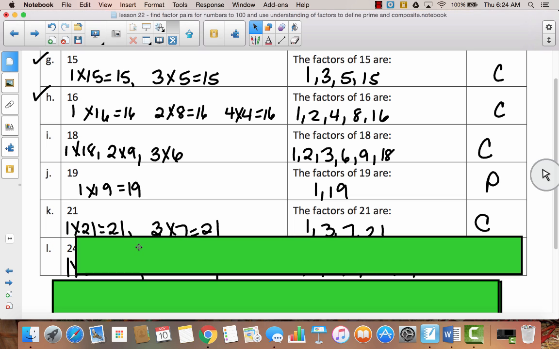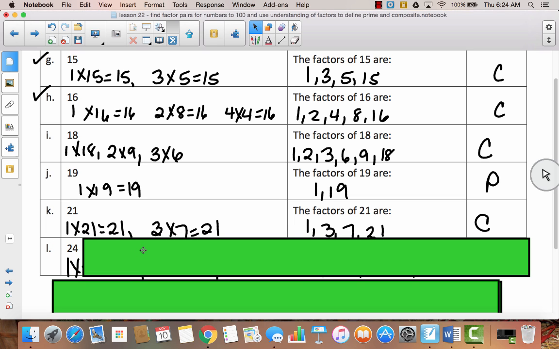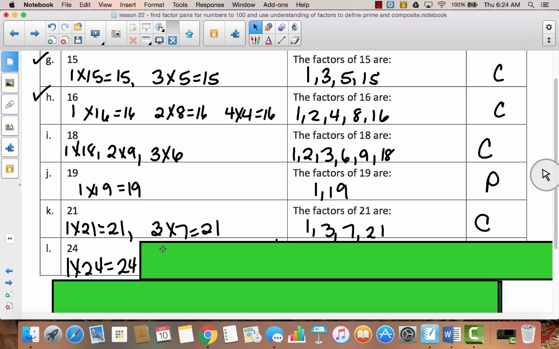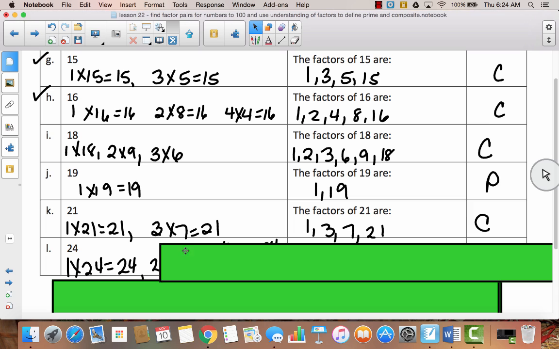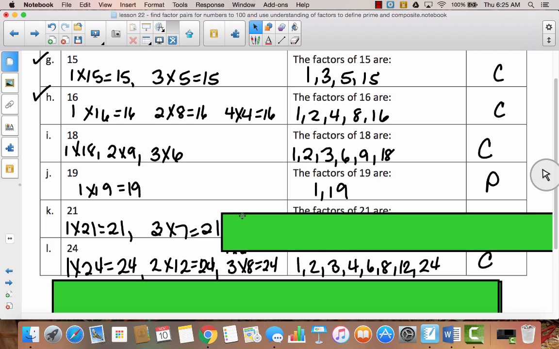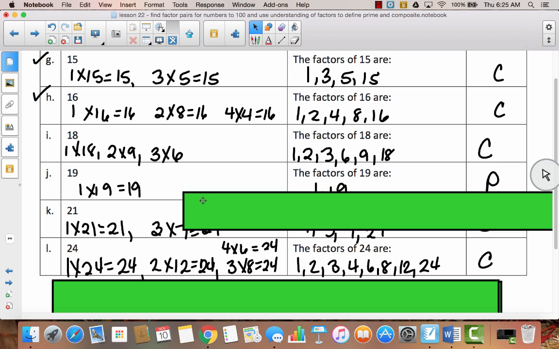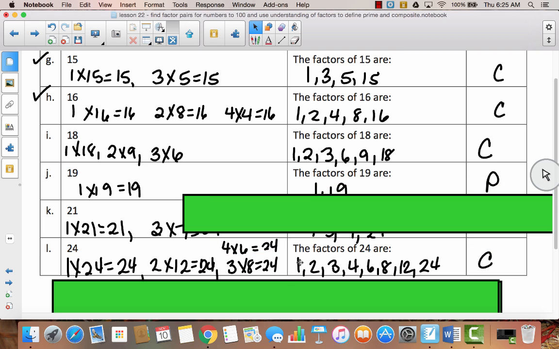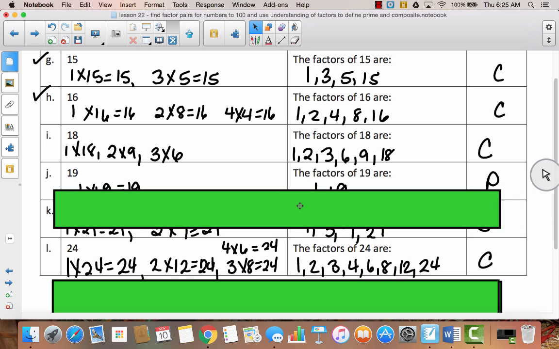And then my last number was 24. So 24 had quite a few. I had 1 times 24, and then I thought, was there anything times 2? Well, yes, 2 times 12, and I thought anything times 3, and that is 3 times 8, and I thought anything times 4, and that is 4 times 6. So it had quite a few. 1, 2, 3, 4, 6, 8, 12, and 24. So it too is composite.